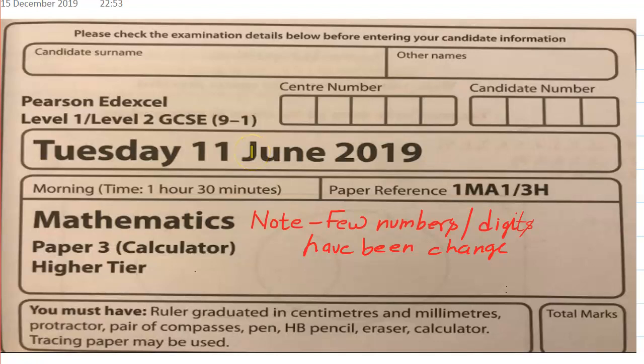Hi there, today I'm going to solve mathematics paper 3 calculator higher, which was done on Tuesday 11 June 2019. For safety reasons, I have changed a few numbers and digits, but the questions remain the same. If you see this portion, please note down, I have changed a few numbers here. Let's see the questions one by one and you can revise and practice. I suggest you first solve and then check your working against my working. So let's go for question number 1.